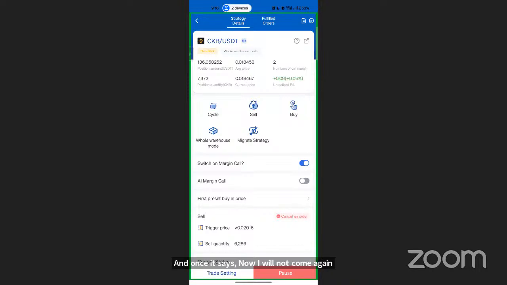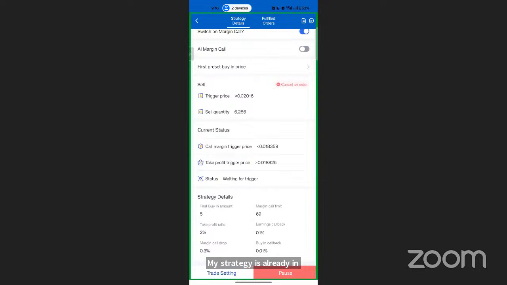The strategy is already in. My strategy is already in all coins. It is here. This is my strategy. My strategy is already in. I'm not entering it again.